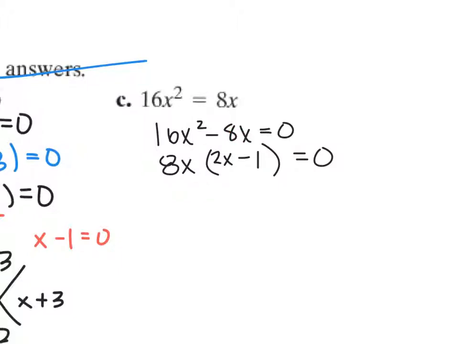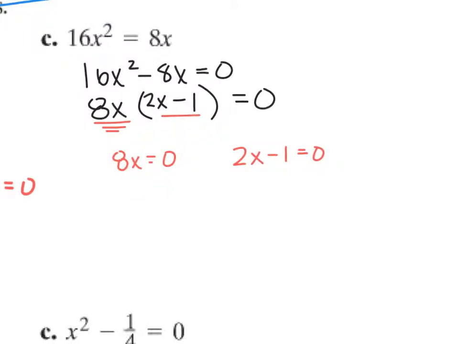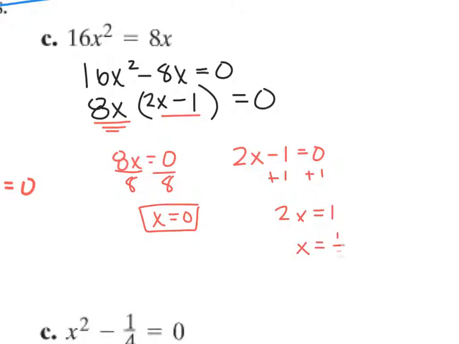So I'm going to set each one of these equal to 0. So I have 8x equals 0 and 2x minus 1 equals 0. So the reason I can set this 8x equal to 0 is because it has an x. This one didn't have an x, so I can't set 2 equal to 0 because 2 does not equal 0. But I could set 8x equal to 0. So I'm going to solve for x. So divide by 8, so x equals 0. And if I add 1, 2x equals 1, x equals 1/2.